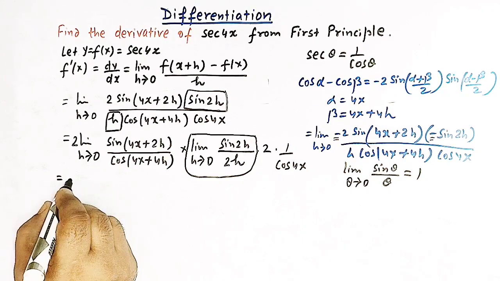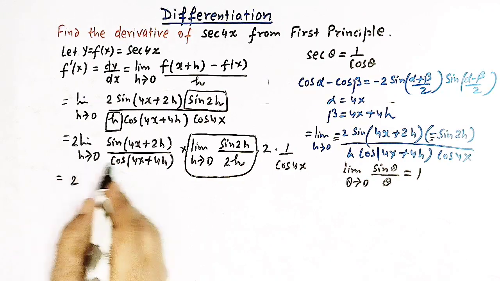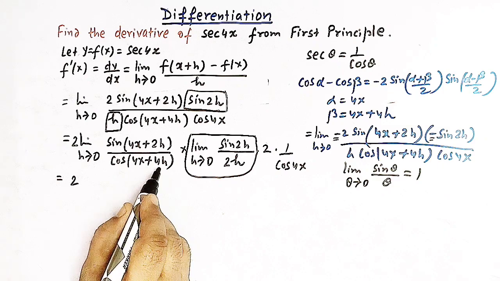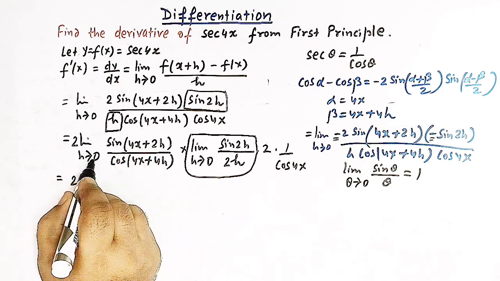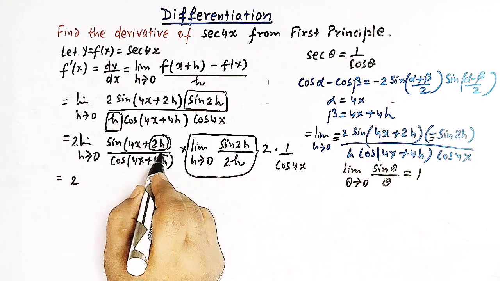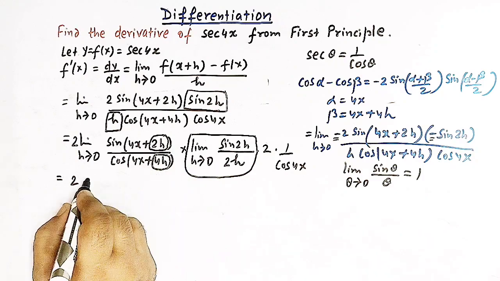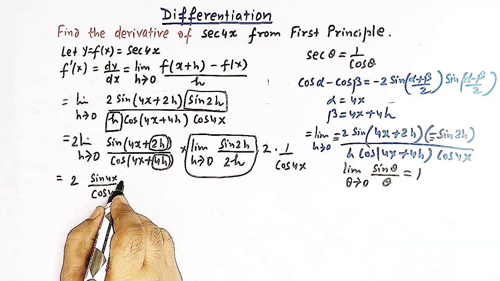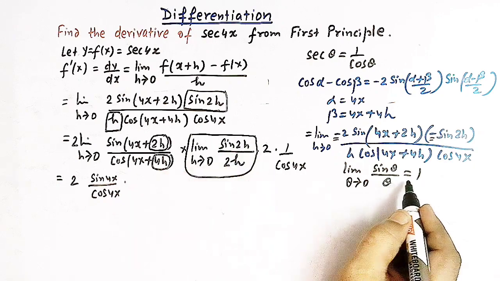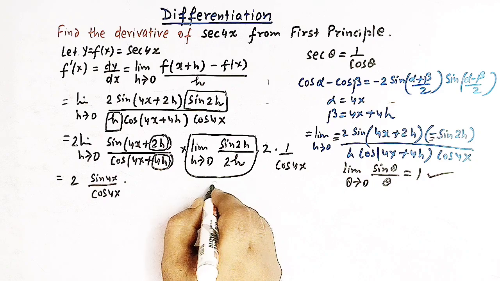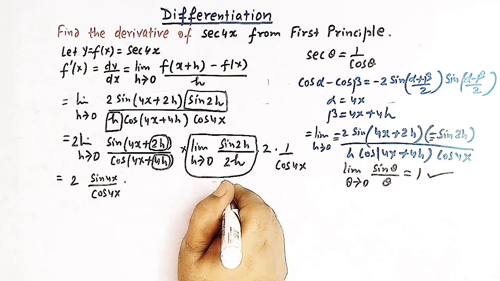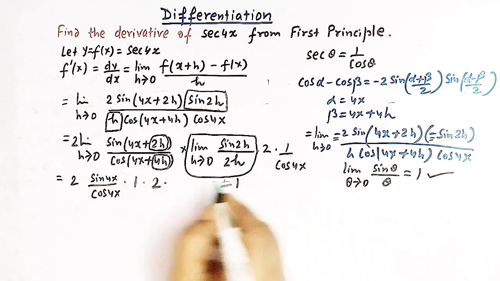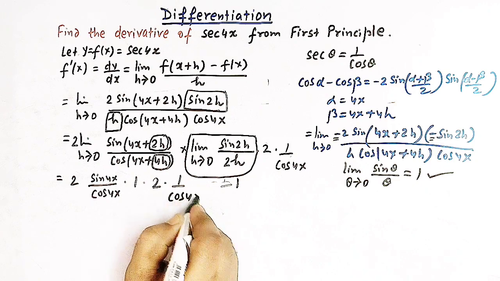So now we have 2, and here limit h tends to 0, and here we have sine of 4x plus 2h over cosine of 4x plus 4h. So when h tends to 0, this term becomes 0, and this term also becomes 0. So we are left with sine 4x over cosine 4x, and then the value of this limit, due to this result, is equal to 1. This is equal to 1, right? So here we have 1, and then we have the factor 2, and here we have 1 over cosine 4x, right?